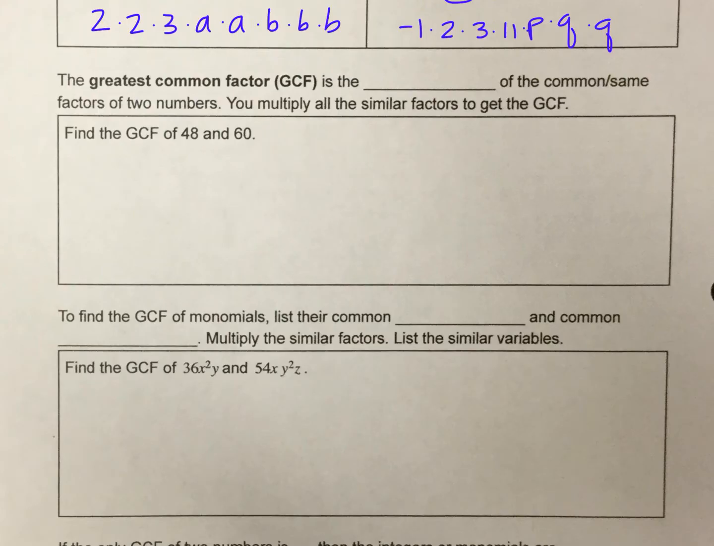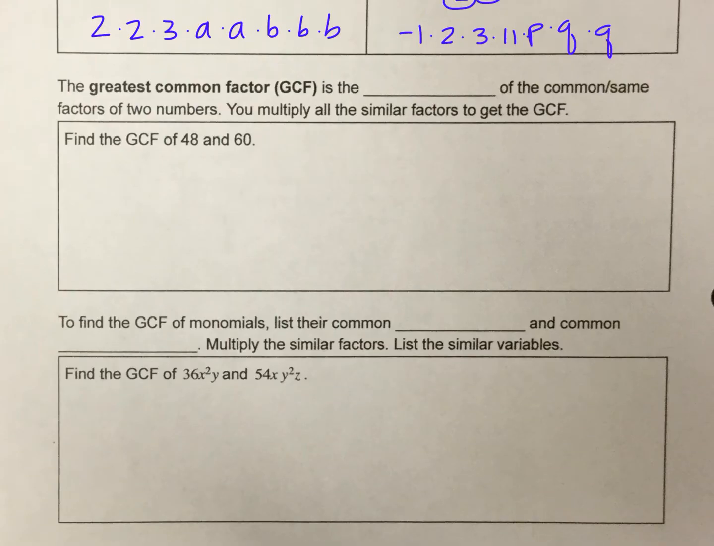The greatest common factor, or GCF, is the product, which means multiplication, of the common or same factors of two numbers. You multiply all the similar factors to get the GCF. That sounds confusing. It's really not. I'll show you how. So the first thing we need to do is the prime factorization for 48 and 60.